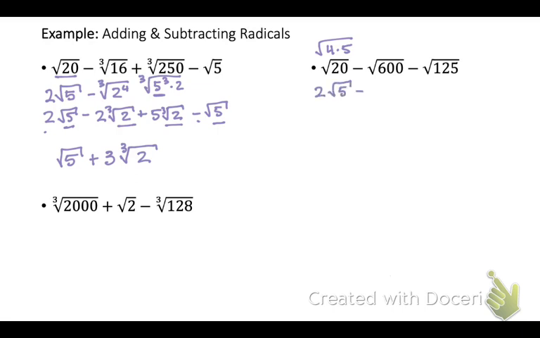Minus, okay, so 600, how do you want to think of that? I want to think of it as 100 times 6. Why did I pick 100? Because it's a perfect square. So the square root of 100 is 10. And 6 doesn't have anything perfect in it, does it?